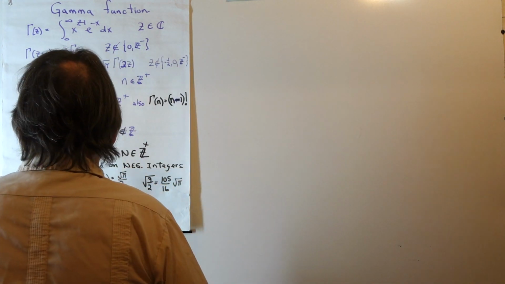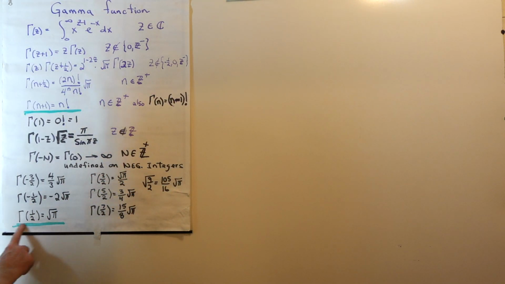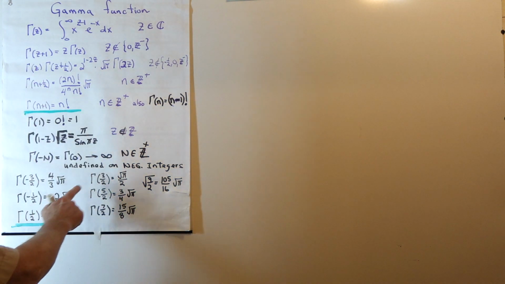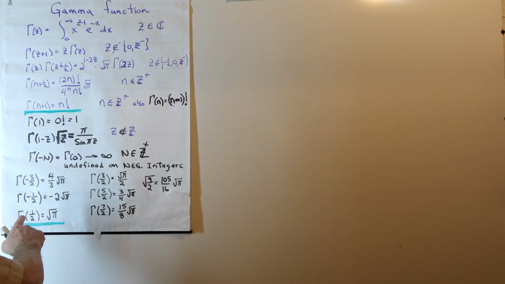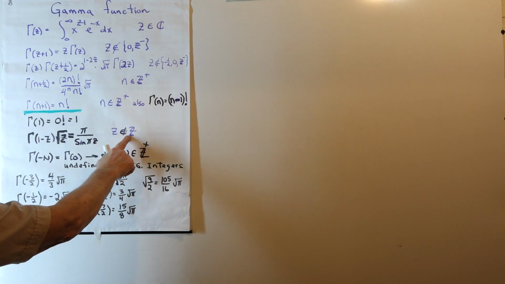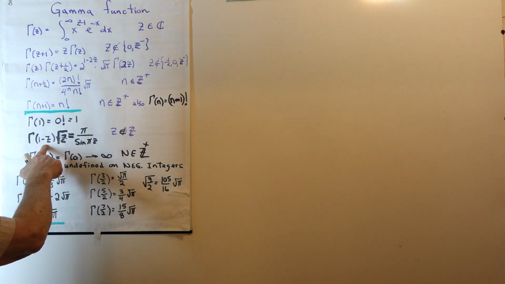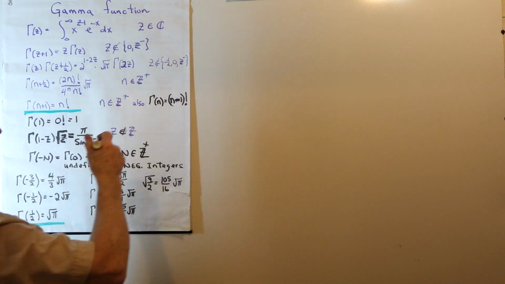So here's probably the most important relationship or value of gamma you need to know, is that the gamma of 1/2 is the square root of pi. Well, let's see if we can use one of our relationships here to get it. We have to use a relationship where z can be equal to 1/2. Well, z could be equal to 1/2 in this relationship. The only restriction is that it not be an integer. So let's make z equal to 1/2 here, so we get gamma of 1 minus 1/2, which is gamma of 1/2, which we're looking for.